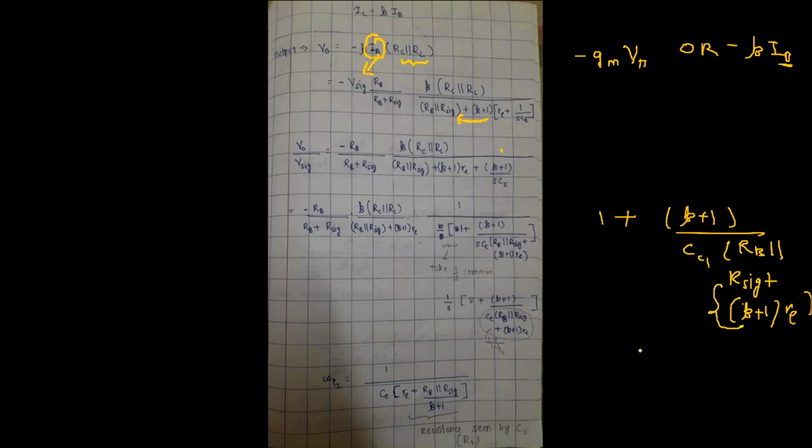This equivalent resistance that I have can be denoted with R2, and the entire frequency is denoted with omega p2. So that is now we've seen it in terms of CE. So the last one is CC2 alone.